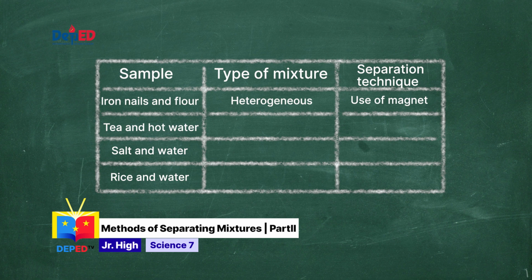Second mixture is tea and hot water. The type of mixture is homogeneous. Separation technique is filtration. Third mixture is salt and water. Type of mixture, homogeneous. Separation technique, evaporation.